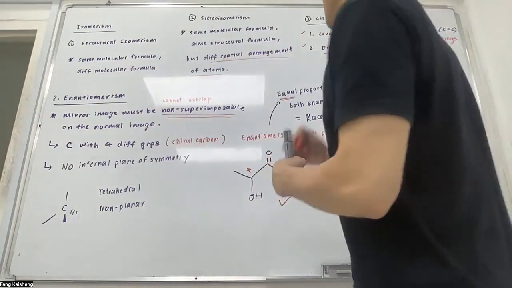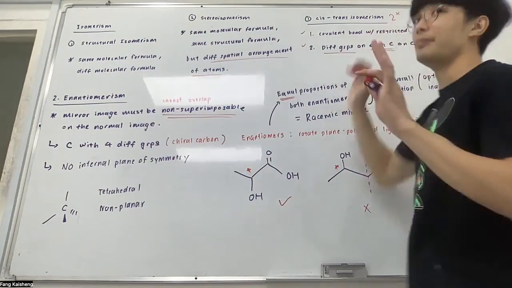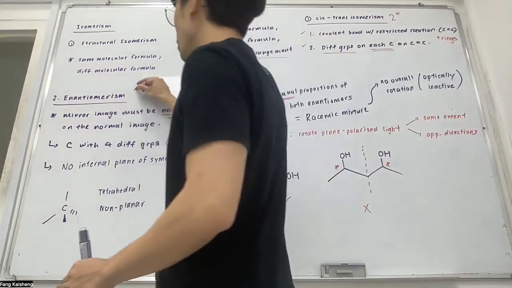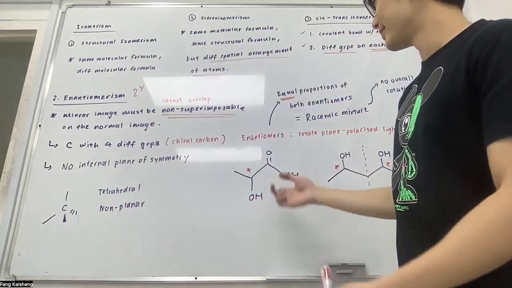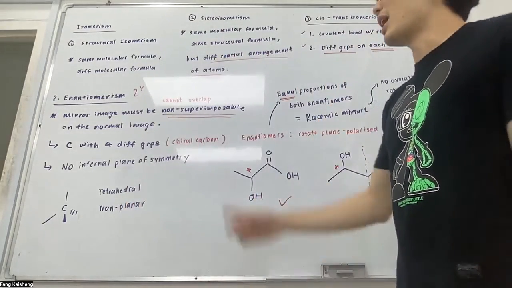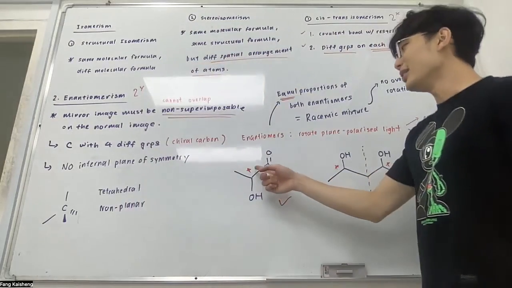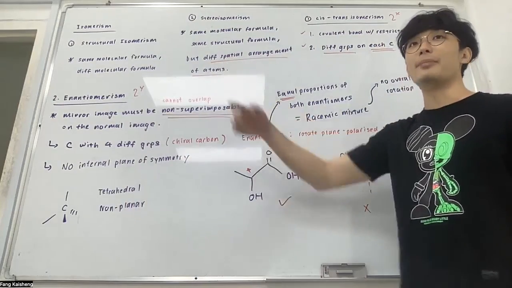So let's look at this. If you want to find the number of cis trans isomers, it's 2 to the power of x, for example. x is the number of double bonds that can undergo cis trans. Then this one is 2 to the power of y. What is y? Any idea? You count the number of chiral carbons. So it's 2 to the power of the number of chiral carbons.